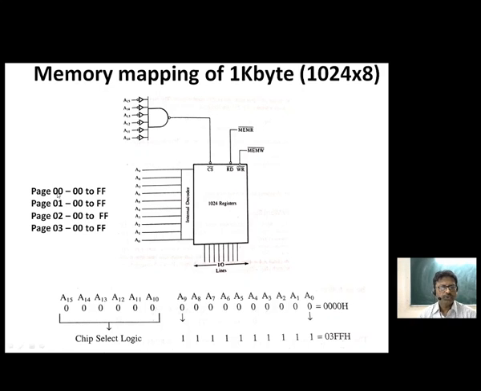Page 00 will have 256 registers. Page 01 will have 256 registers. Page 02 will have 256 registers. Page 03 will also have 256 registers, and the individual address ranges will be 0000 to 00FF, 0100 to 01FF, 0200 to 02FF, and 0300 to 03FF. So the total address range of 1 kilobyte of memory will be 0000 to 03FF.